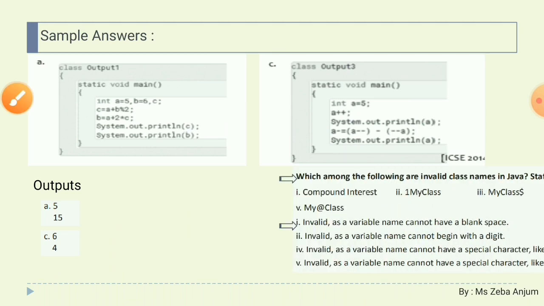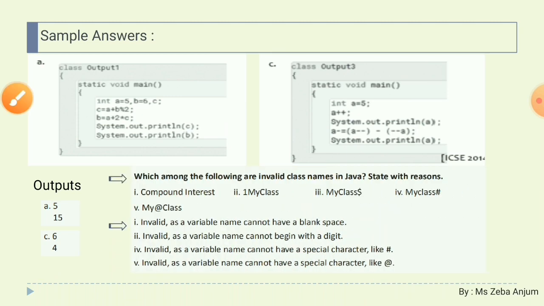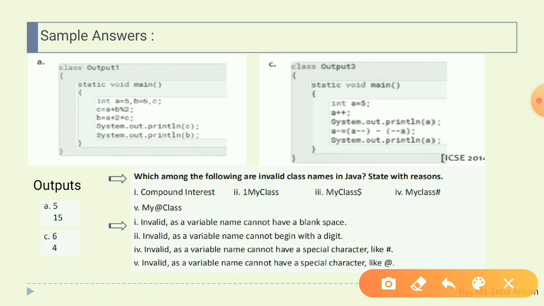Okay, now one more question we had, which is this one. Which among the following are invalid class names in Java? Basically, we were seeing what are the invalid identifiers in Java. Okay, now we have to give the reasons why they are not valid.